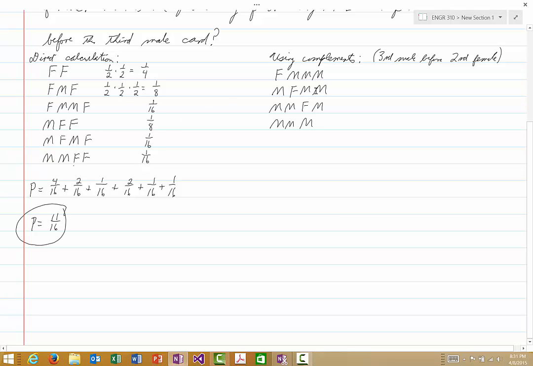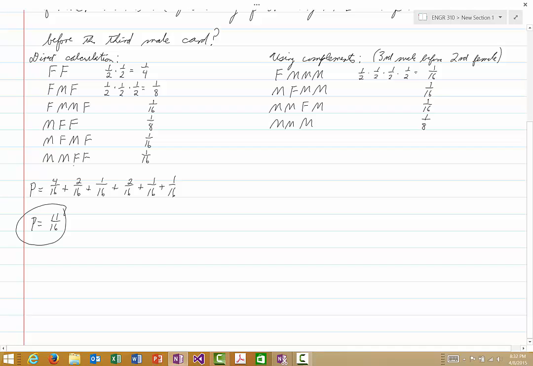And now let's calculate this using complements. Okay, the probability of female, male, male, male is 1/2 to the 4th power, which is 1/16. The probability here is 1/2 to the 4th power, so another 1/16. Here's 1/2 to the 4th power, so that's 1/16. And finally, this is 1/2 to the 3rd power, or 1/8.